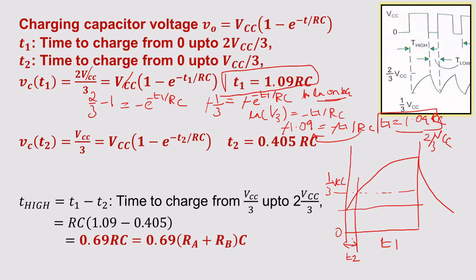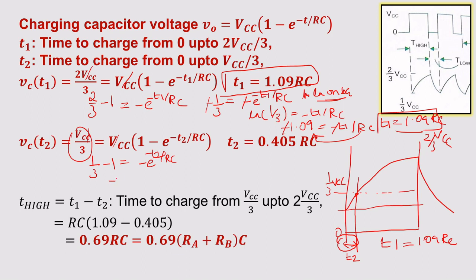So the T1 time period is 1.09 RC. Now we will go to the T2. When you see the T2, the maximum voltage is VCC by 3. So I am putting VCC by 3 equals VCC into 1 minus e power minus T2 by RC, where I am taking this period as T2. If you solve, what will you get? VCC will get cancelled. So 1 by 3 equals 1 minus e power minus T2 by RC.